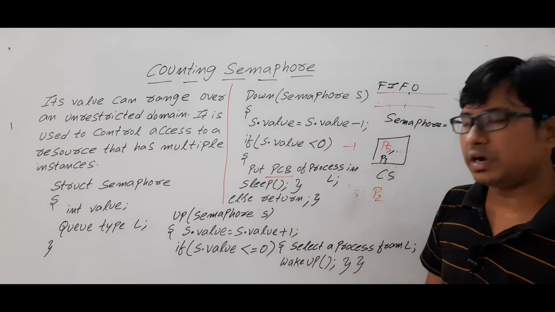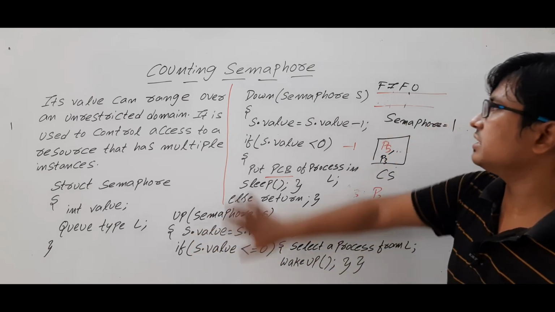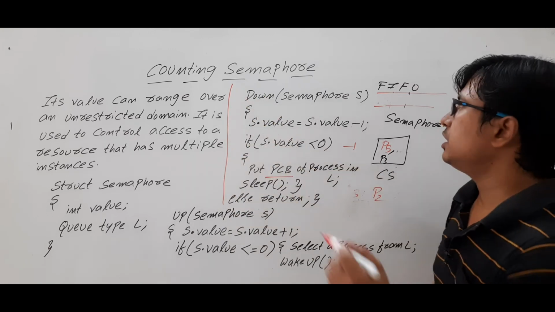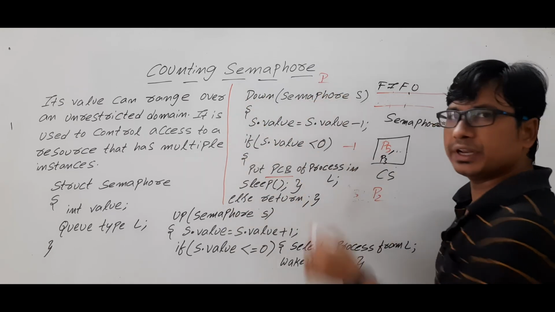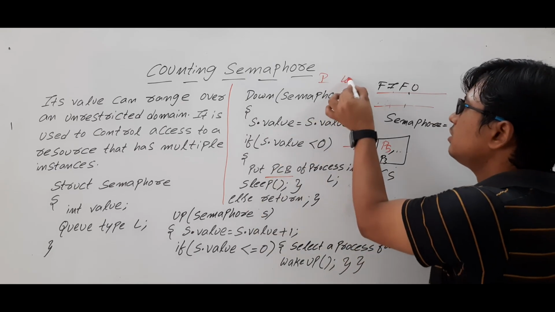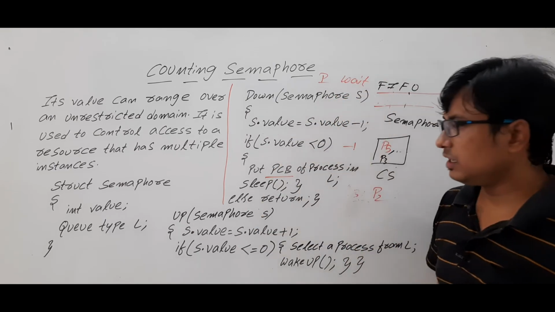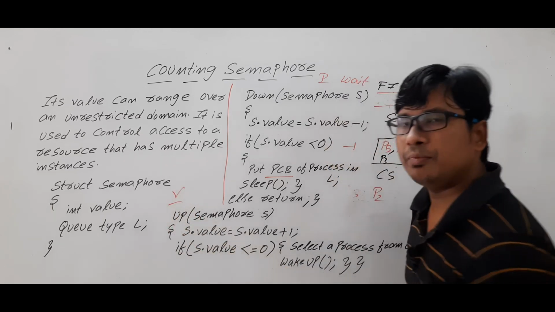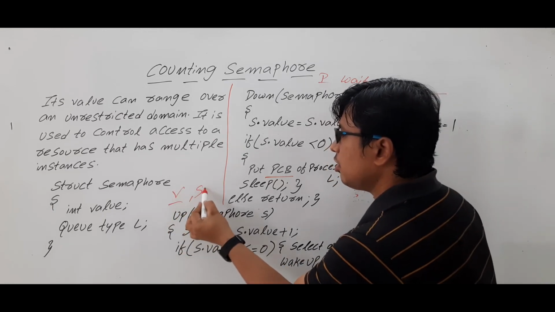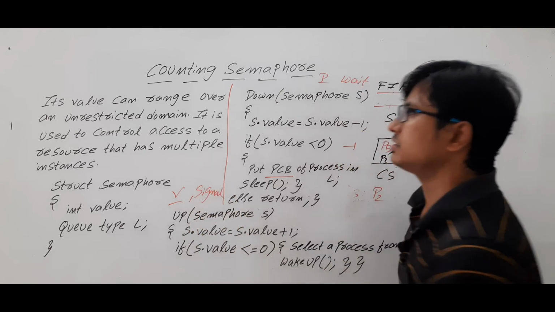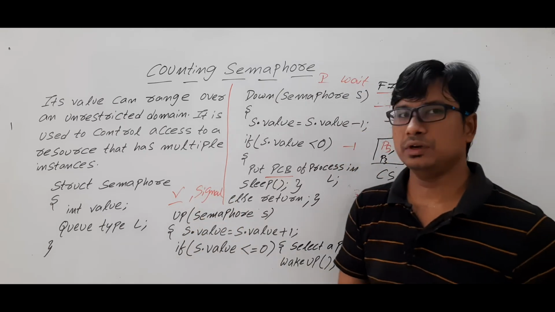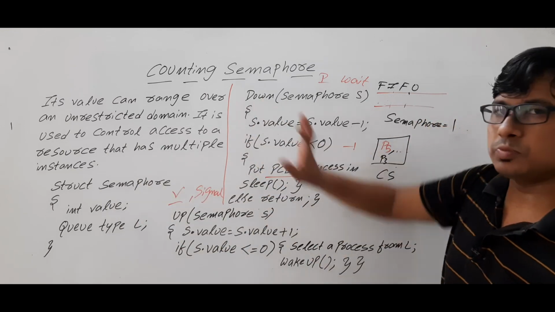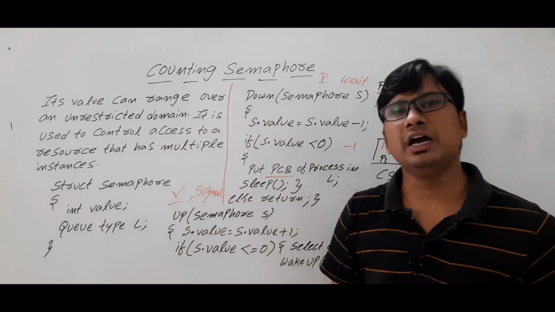I hope you have understood the up operation and the down operation. This down operation is sometimes also called the P operation or the wait operation. Is it clear? This up operation can also be called the V operation or signal operation. Is it clear? I hope you have understood the purpose of counting semaphore and what is meant by down operation and up operation.